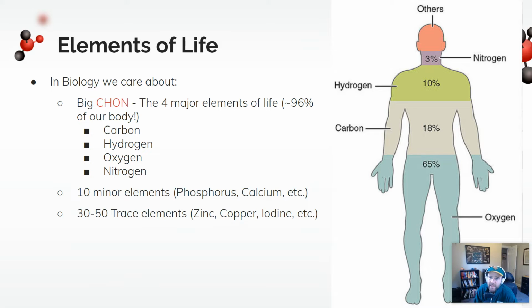In our body, we have a lot of elements, but there are four big ones that make up about 96% of our body. That's Big CHON, or CHON: carbon, hydrogen, oxygen, and nitrogen. You also have some minor elements in that remaining 4%, things like phosphorus and calcium that you'll see a lot as we talk about how cells communicate and interact and what goes into them. And then there are about 30 to 50 trace elements that you have really, really tiny amounts of in your body, like zinc and copper.